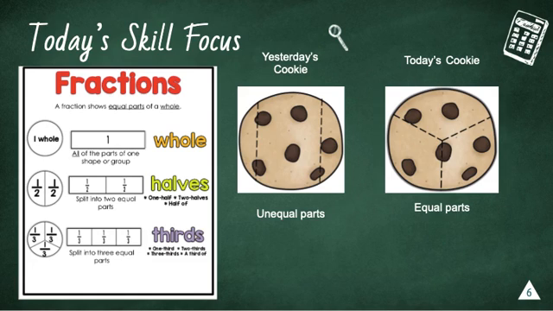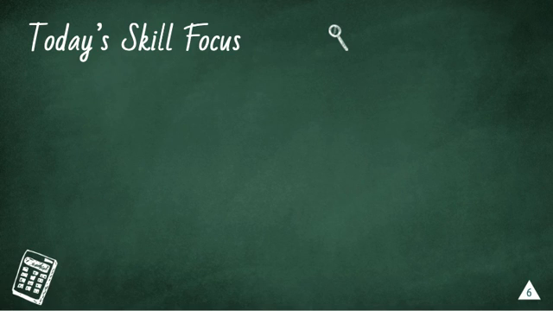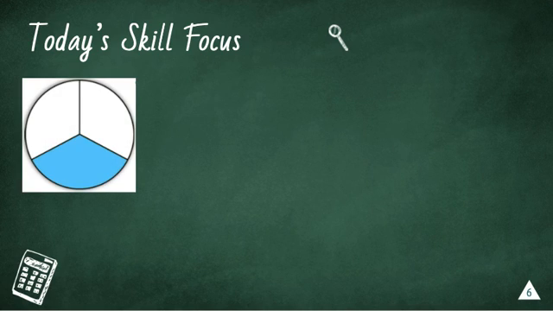How many pieces did I split my cookie into? 3. You're right, and 3 is called a third. 1/3, 1/3, 1/3, and I gave each one to my friend and kept 1 for myself. Now let's do some more pretending with this cookie. Let's say I had 1/3 of the cookie.